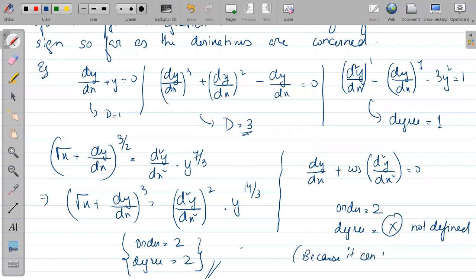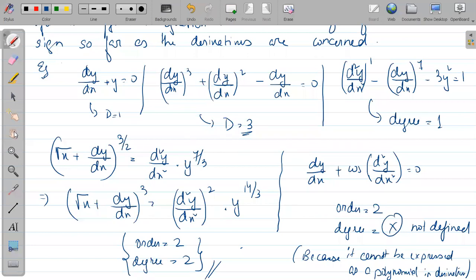Here I'm writing, it cannot be expressed as a polynomial in derivative. All right, so this little small concept we have understood, I guess. We should move forward.